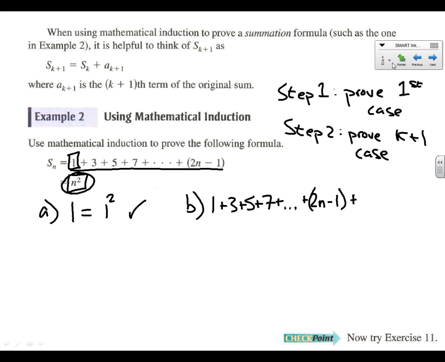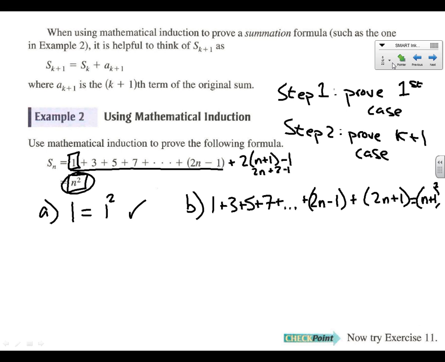Now we need to add on one more case. And the next case here is going to be 2n plus 1 minus 1. So that's going to turn into 2n plus 2 minus 1. So plus 2n plus 1. All right? Does that equal, instead of n squared, does that equal n plus 1 squared?